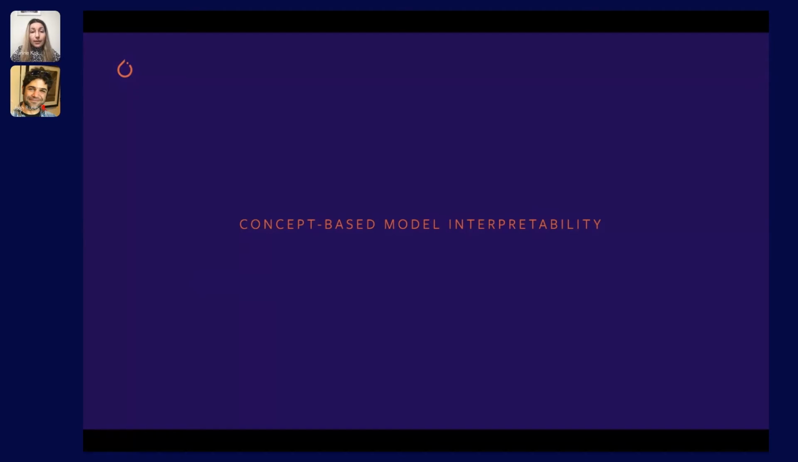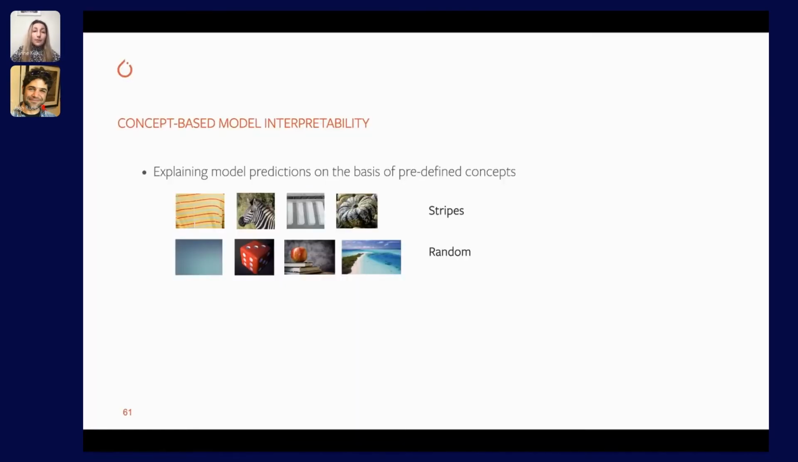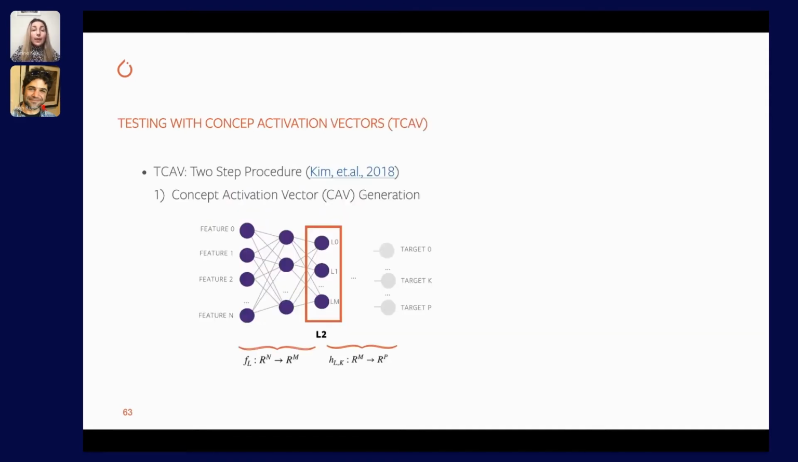So now let's talk a little bit about another area that we invested in Captum, that's concept-based model interpretability. Concept-based model interpretability helps us to explain our models using high-level concepts. So for example, we have here a concept of strap, or we have a concept of random image, and the goal is to measure models' sensitivity to high-level concepts. One of the well-known algorithms from this field is testing with concept activation vectors, which is a two-step procedure.